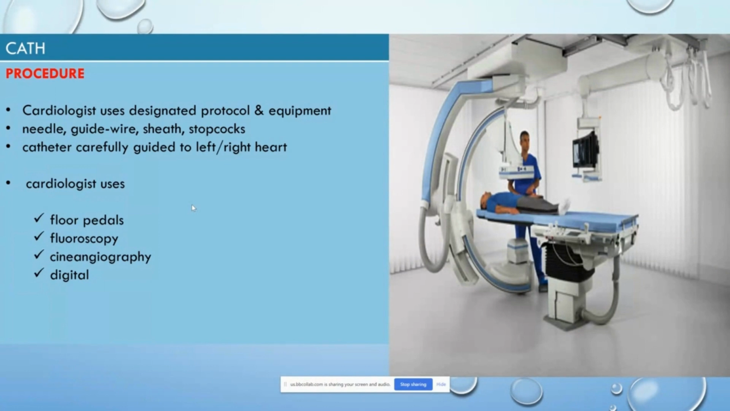And sometimes it can be digital, which means they don't have the cine loop and they just watch it through a computer. Now, the fluoroscopy gives the doctor immediate visualization inside the body. So that way it's live, and if an intervention needs to be done, the doctor can then do it as soon as possible.